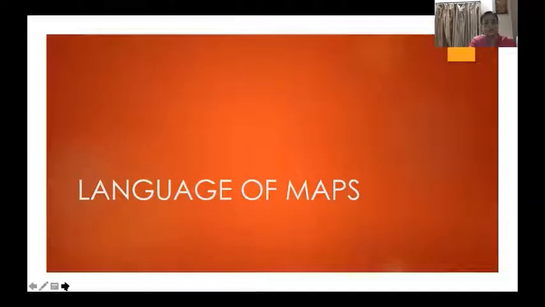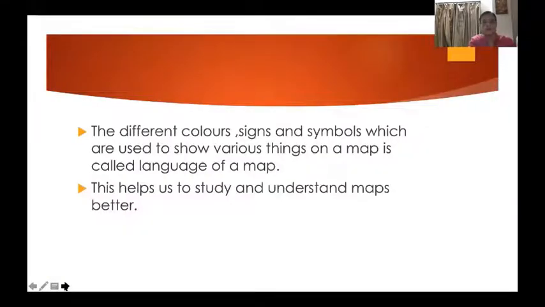Language of maps. What do you mean by the language of a map, children? The different colors, signs, and symbols which are used to show various things on a map are called the language of a map. Maps have certain features, children, that help us to study and understand them much better. These features are known as the language of a map, and these help us to study and understand maps much better.